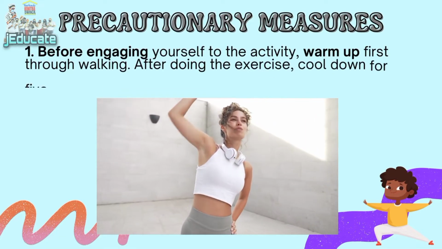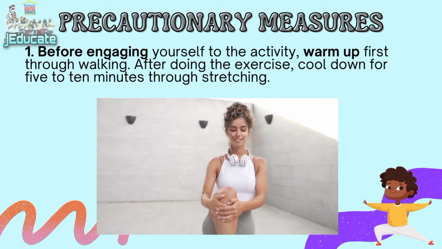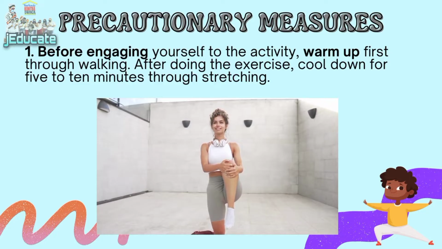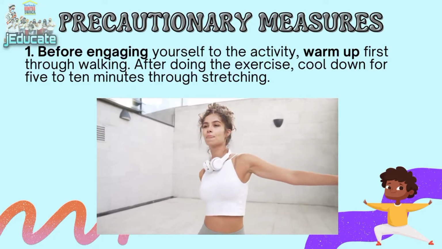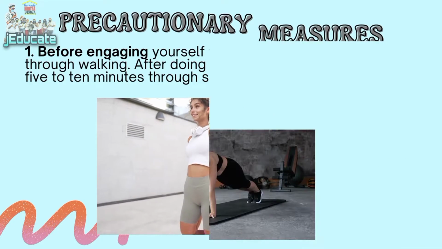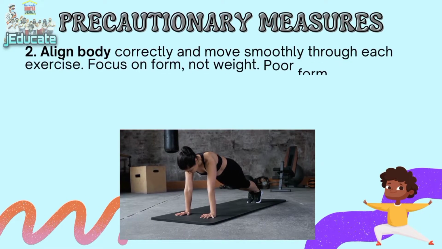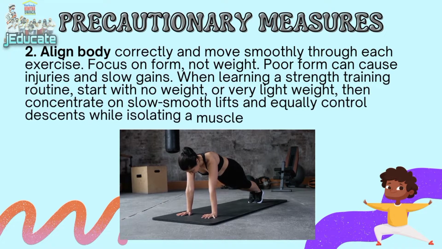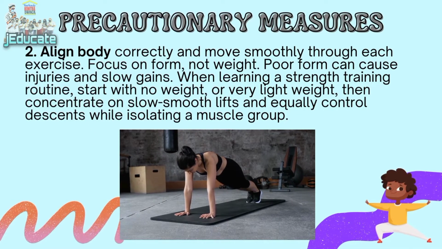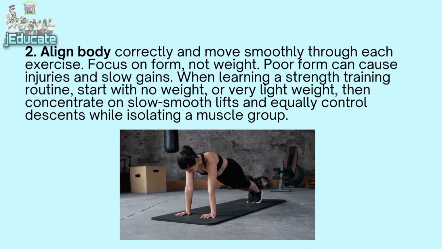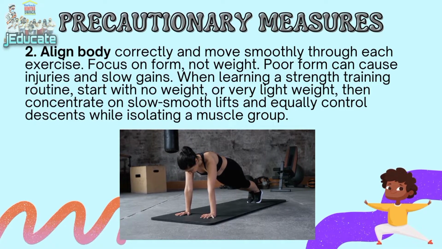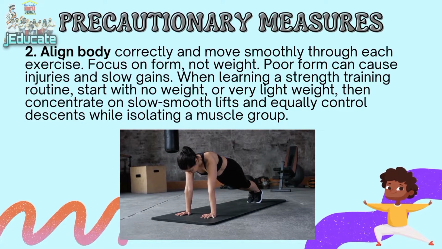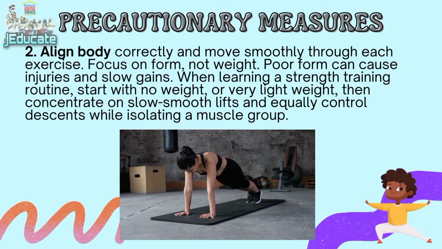Precautionary measures. 1. Before engaging yourself in the activity, warm up first through walking. After doing the exercise, cool down for 5 to 10 minutes through stretching. 2. Align body correctly and move smoothly through each exercise. Focus on form, not weight. Poor form can cause injuries and slow gains. When learning a strength training routine, start with no weight or very light weight. Then concentrate on slow, smooth lift and equally controlled descents while isolating a muscle group.